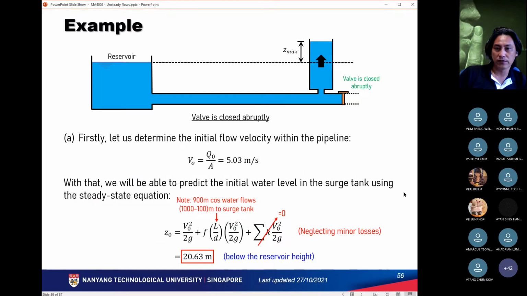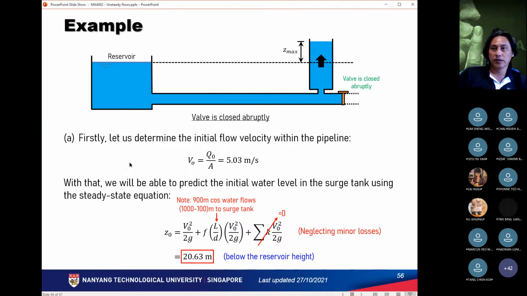When the valve is shut off immediately, this is what's going to happen. Since water can't flow through the valve now, water will surge into the surge tank and basically reach a maximum height, Zmax. And Zmax is in reference to the reservoir height as well.